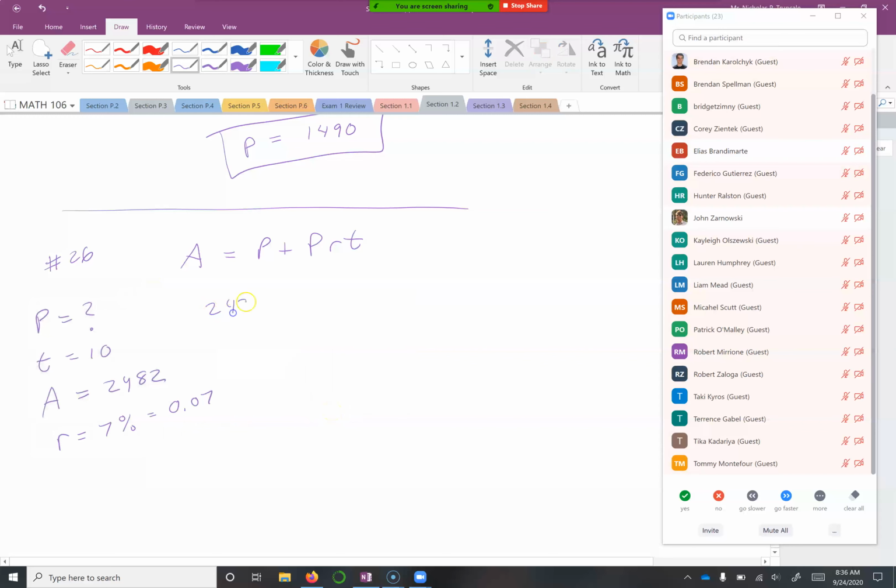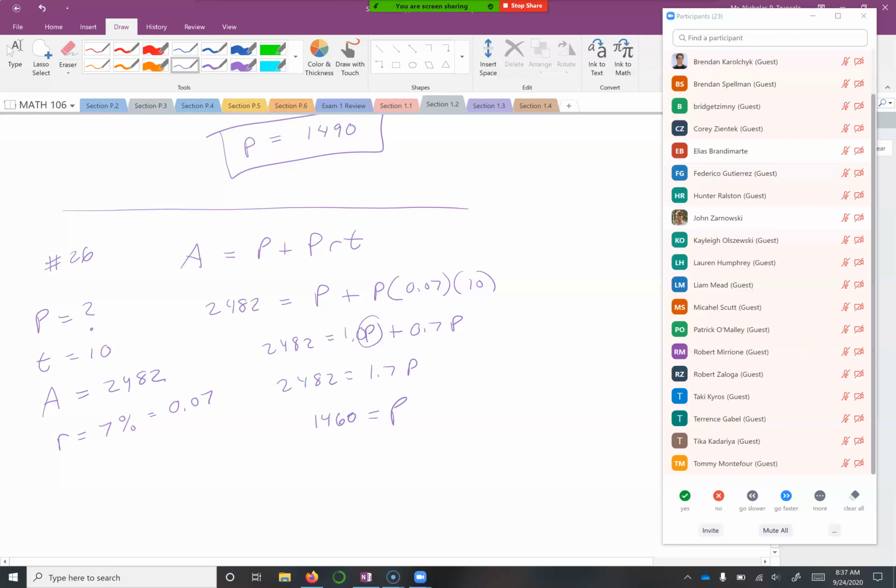So if I plug in 2482 for A, I don't know P. And then we have R times T, so that's going to be 0.07 times 10 years. So 2482 equals P plus, now 10 times 0.07 is going to be 0.7, so this is going to be 0.7P. So again, this P right here really has a coefficient of 1 in front of it, so it's 1P plus 0.7P, so it'll be 1.7P. And then we'll just divide 2482 by 1.7, and we should get 1460.